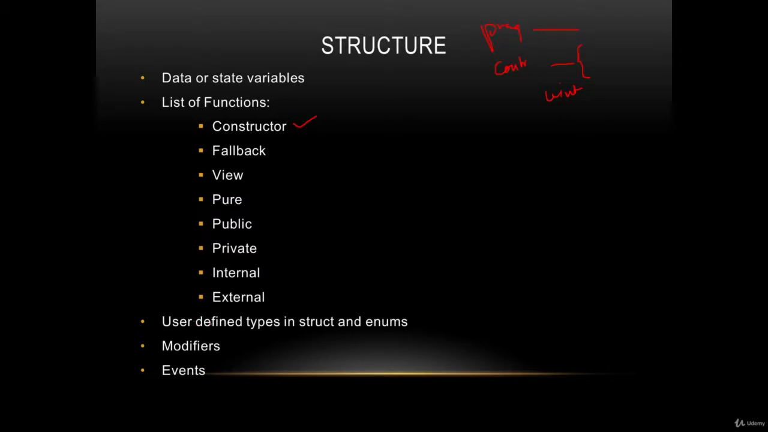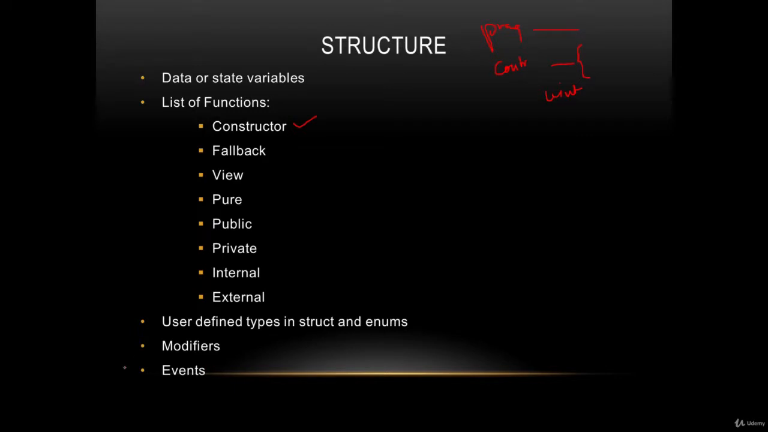Then user defined data types, like structs and enums, which mostly come after some functions, but you can also put them at the top. Then we have modifiers. A modifier is basically a precondition check which helps us check the condition, and we put it on the user input to check the user input conditions.